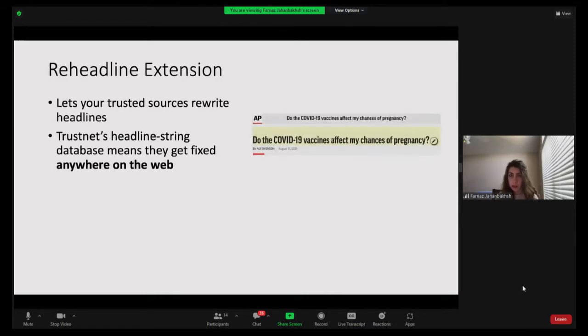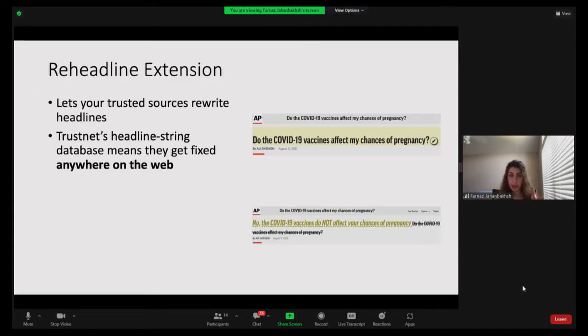Okay, so to help with this problem, we made another Chrome extension that we call Reheadline, which when you're on an article's page, detects the headline and allows you to suggest an alternative headline for it. And then when you're on a page that has the original headline for which you or somebody you trust or follow has suggested an alternative, then the original headline is crossed out and the alternative headline is placed right next to it.